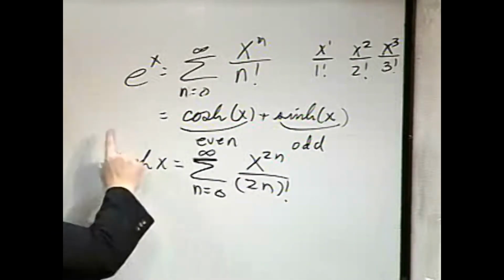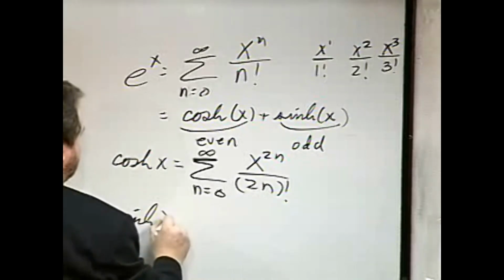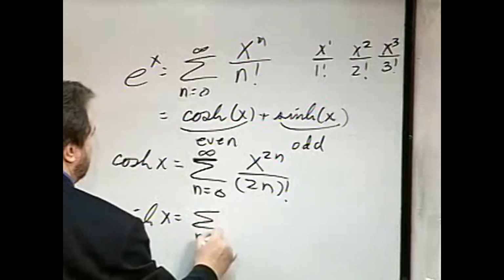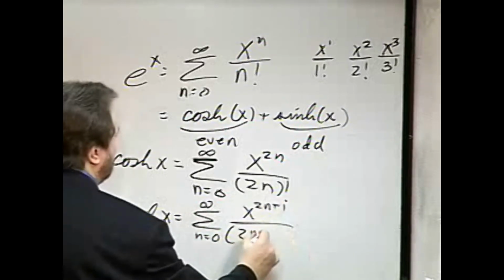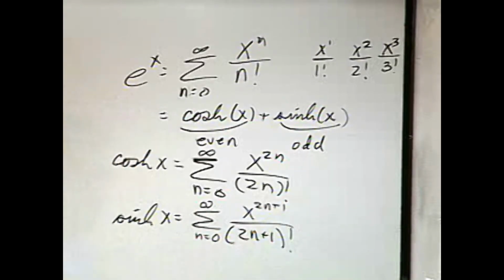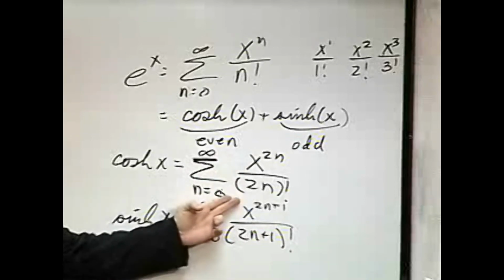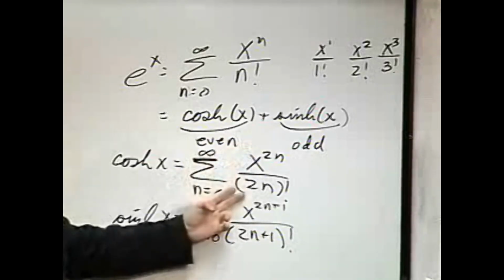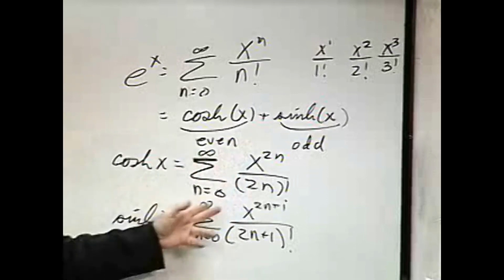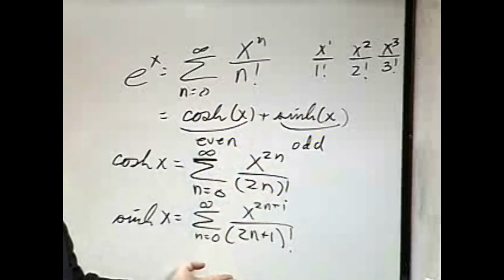In a similar fashion, if we just take the odd terms, we obtain this result. So you notice that the cosh is equal to 1 plus x squared over 2 factorial plus x to the 4th over 4 factorial plus x to the 6th over 6 factorial, etc. So it's all of the even terms up here. Whereas the sinh, or the hyperbolic sine, is all of the odd terms for the Taylor series expansion.